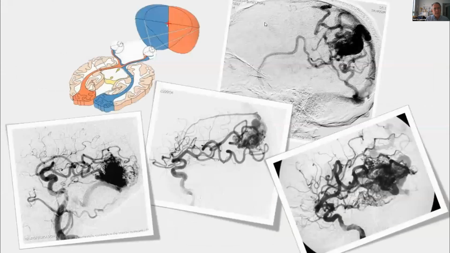The last consideration is that, of course, you have to consider the eloquence. You have to consider the possibility of a deficit, and in our experience, almost half of the AVMs are in the parietal occipital area, probably because this is the territory where the three circulations connect, and probably something happened there during development.